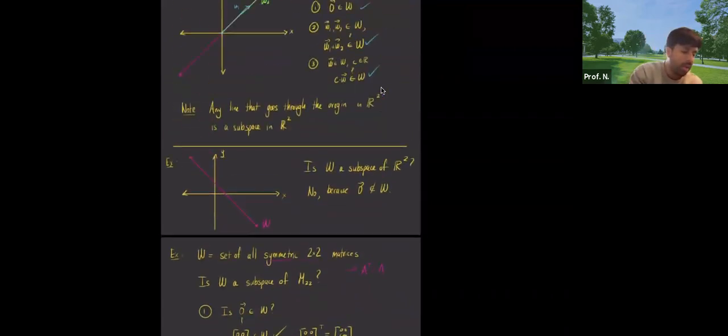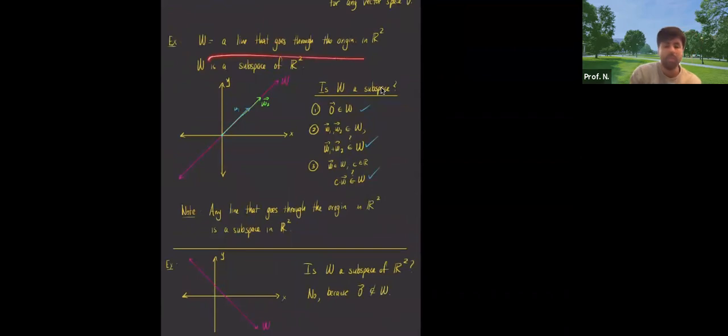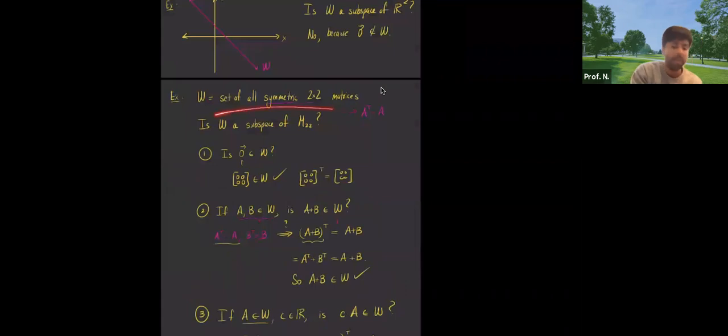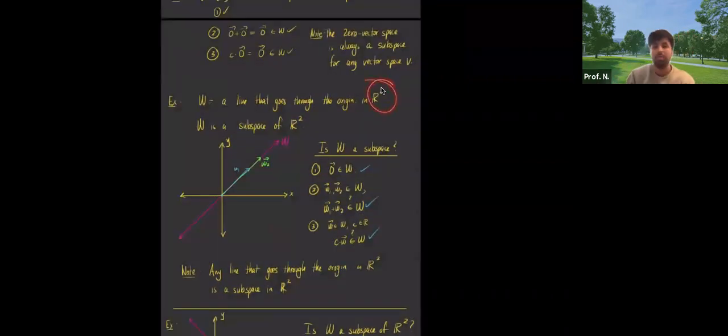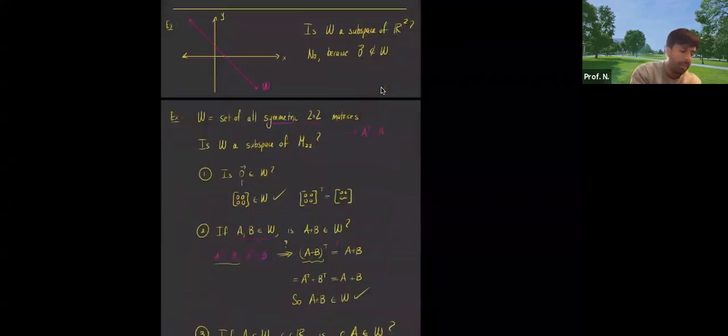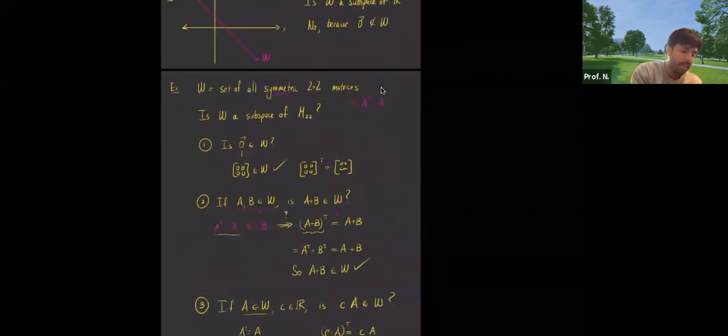You see how W here was a line that goes through the origin? And here W was the set of all symmetric 2x2 matrices. And this W depends on the vector space you're dealing with. The vector space here was what? R2. That's a vector space. The vector space here is what? M22.